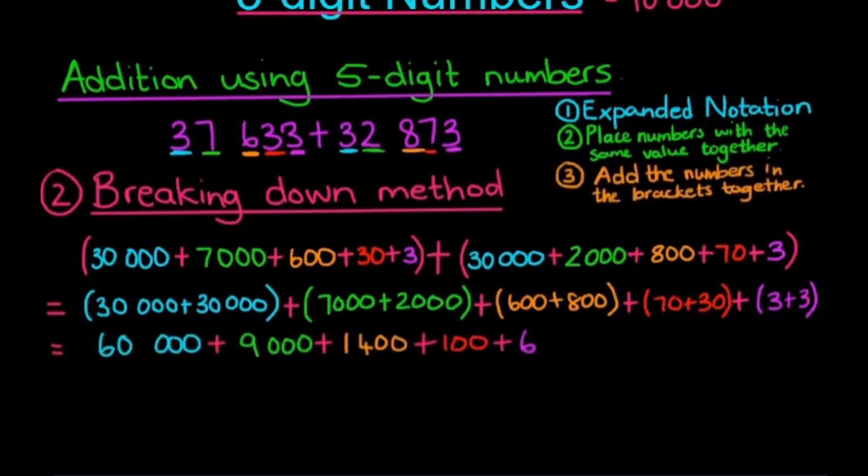The next step is we're going to add all the numbers in the brackets together. 30,000 plus 30,000 gives me 60,000. 7,000 plus 2,000 is going to give me 9,000. 600 plus 800 is going to give me 1,400. 70 plus 30 is 100. And 3 plus 3 is equal to 6. Once that is done, we add all of our numbers together to get a total of 70,506.